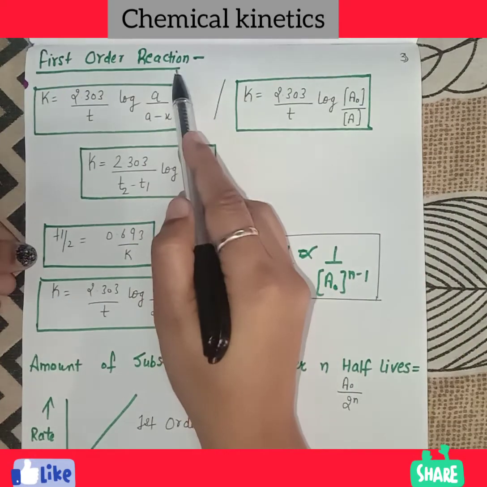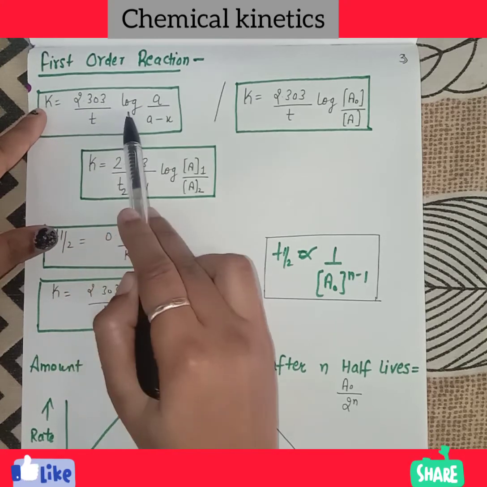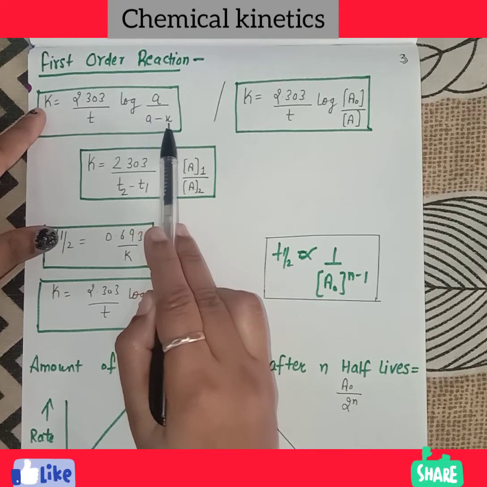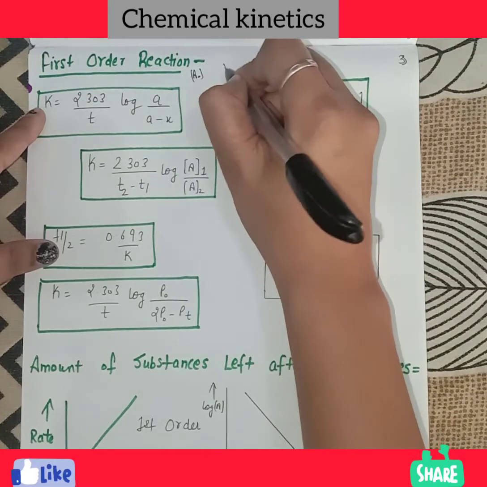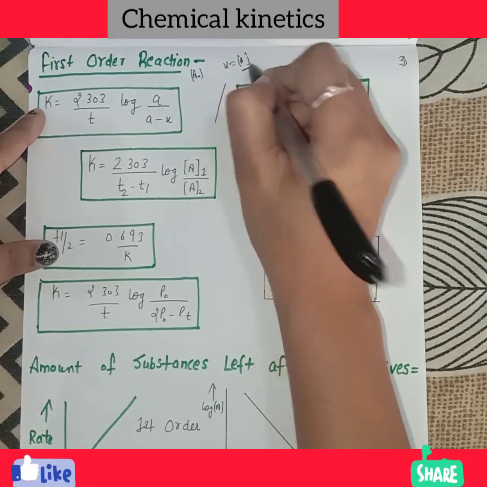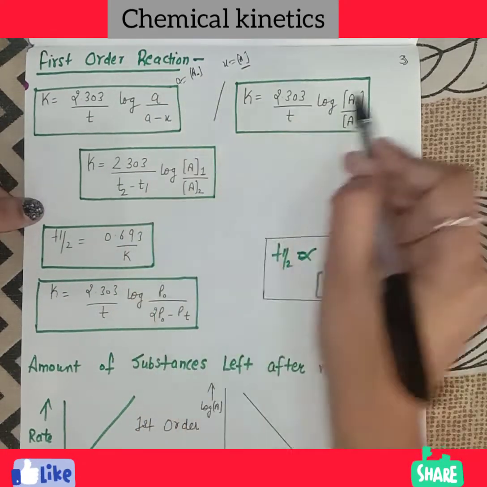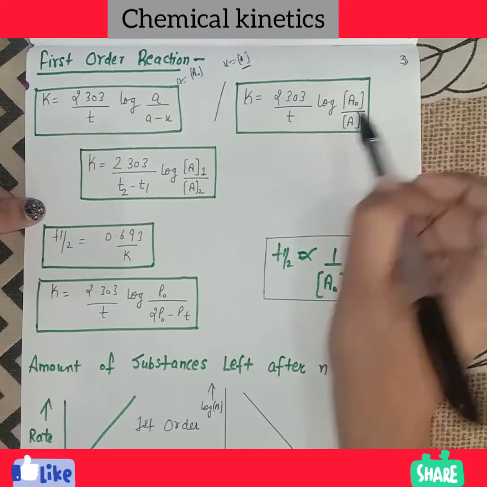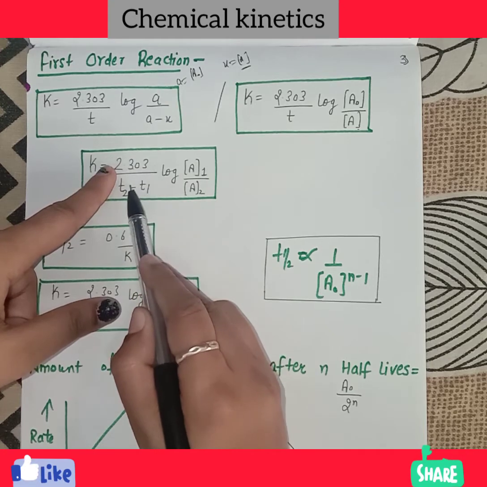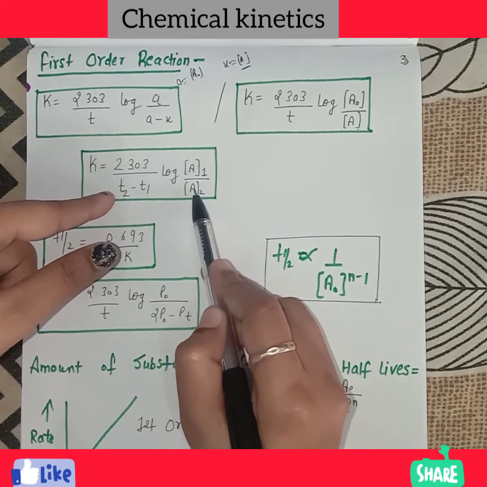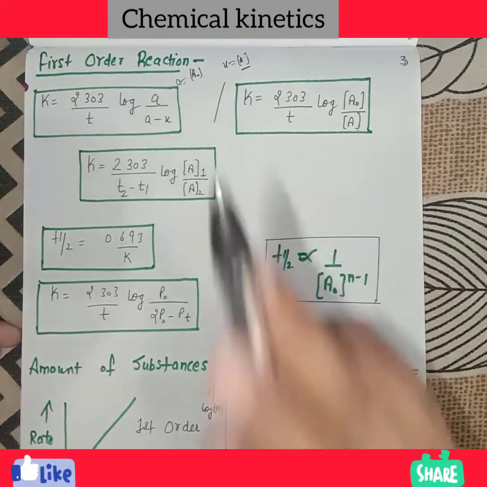Now for first order reaction, value of rate constant is 2.303 upon t log a divided by a minus x. Here a is a naught, initial concentration, and a minus x is the concentration of reactant after time t. So you can also write this in this way, a naught upon a, and so k is equal to 2.303 upon t2 minus t1 log a1 by a2 in the cases where two time periods and two concentrations are given.